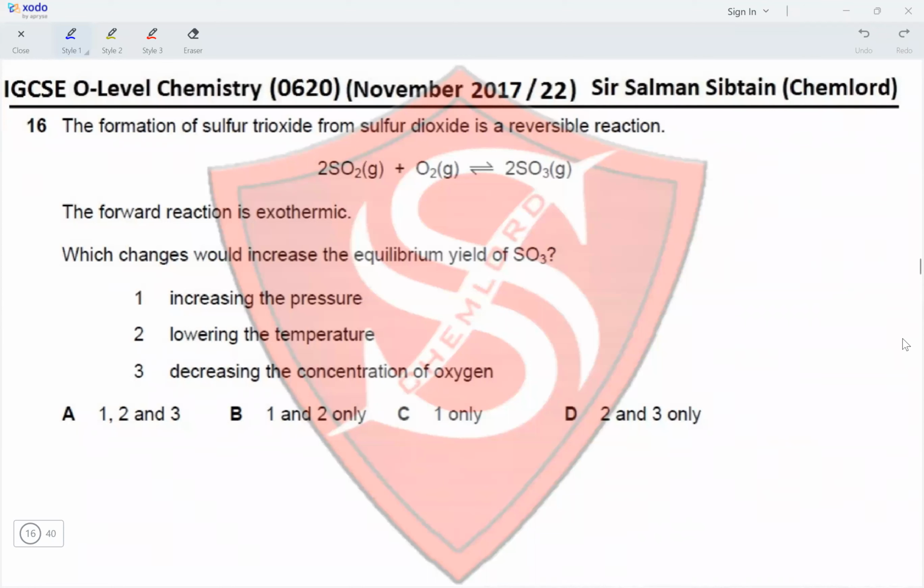The formation of sulfur trioxide from sulfur dioxide is a reversible reaction. The forward reaction is exothermic. Which change would increase the equilibrium yield of SO3? Increasing the pressure. An increase in pressure favors the side with the lesser number of moles.